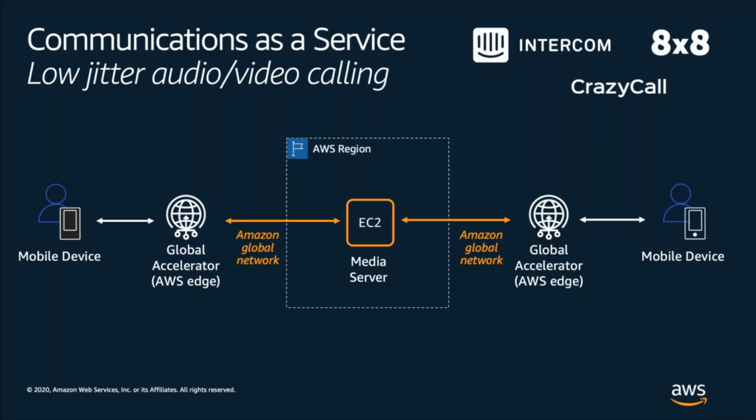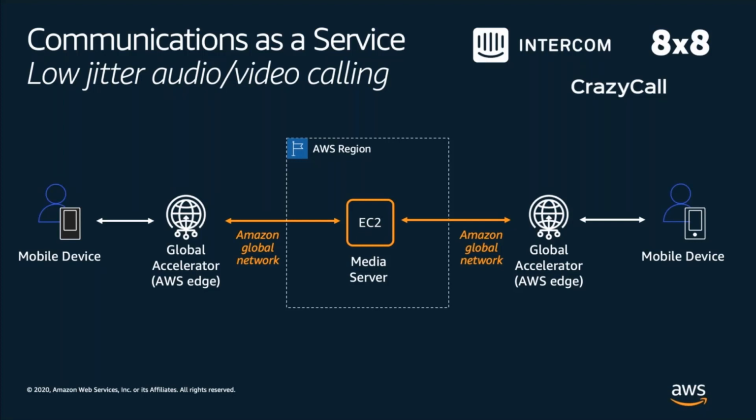They both talk to Global Accelerator, which drives the traffic over the global network to a media server running on EC2. They may have session border controllers that pick the specific instance, and then Global Accelerator routes them to the specific media server. So there are different architectures and implementations that the customers have been using.